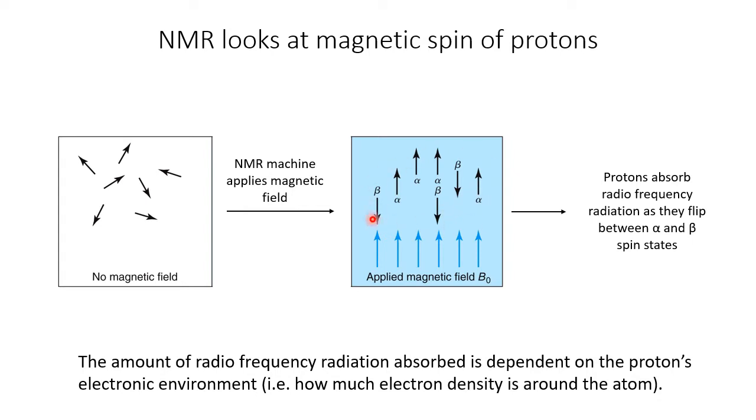Now, once these atoms are aligned with the magnetic field, the machine is going to push radio frequency radiation at the atoms. And the atoms that are in the alpha spin state are capable of absorbing that radiation and moving up into the beta spin state. So as the protons absorb this frequency, they're capable of flipping back and forth between the alpha and beta spin states. Now, the amount of radio frequency radiation that's absorbed is completely dependent on the proton's electronic environment. Essentially, how much electron density is around the atom.